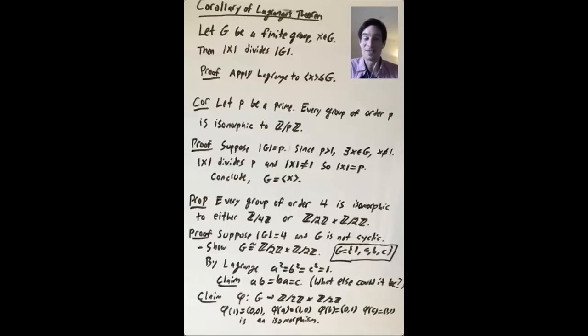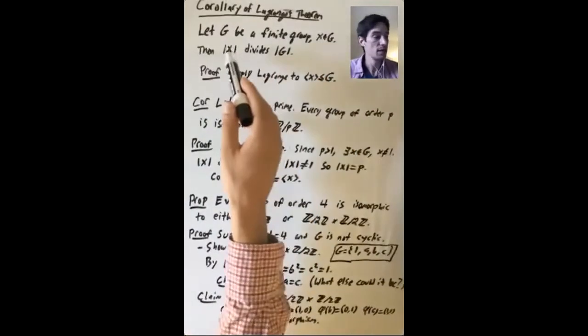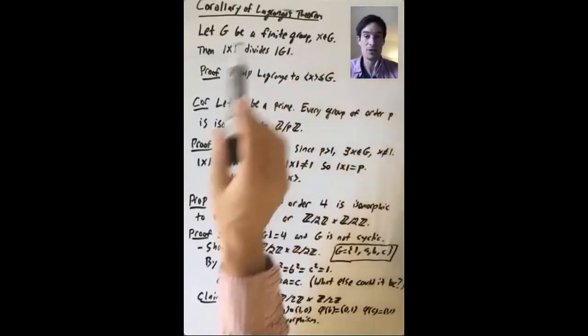The focus of this video is on corollaries of Lagrange's theorem, and then some questions about the converse to Lagrange's theorem. So let's start with something about the order of elements in finite groups. Let G be a finite group and X an element of G. Then the order of the element X divides the order of G.